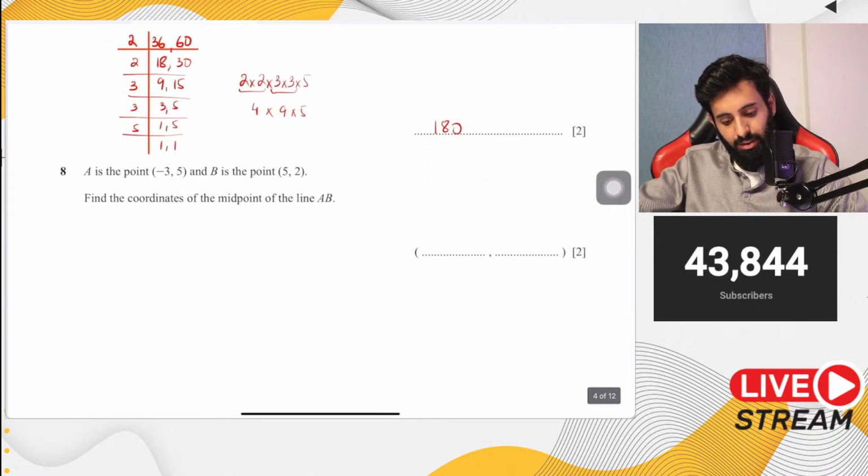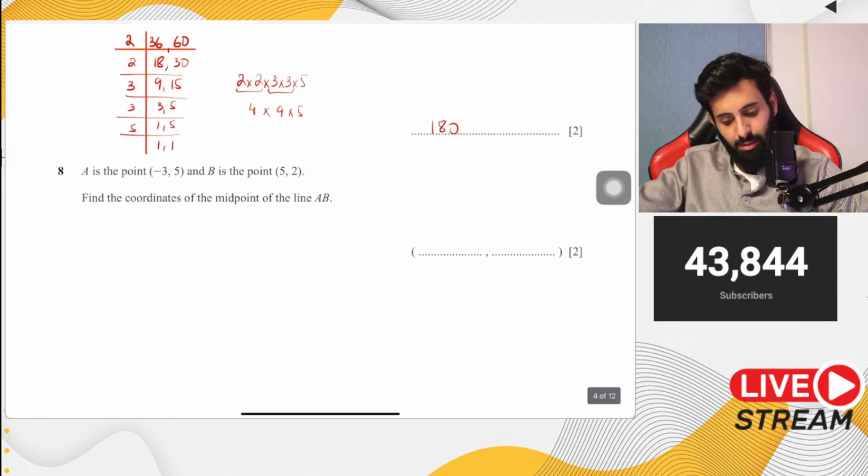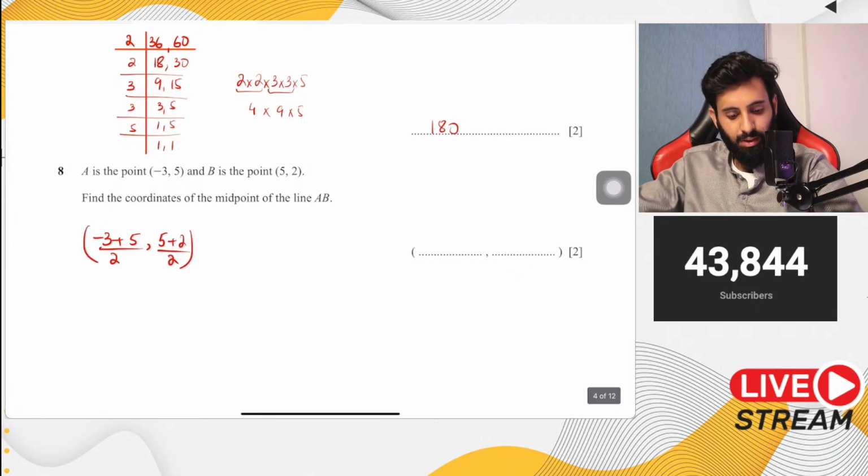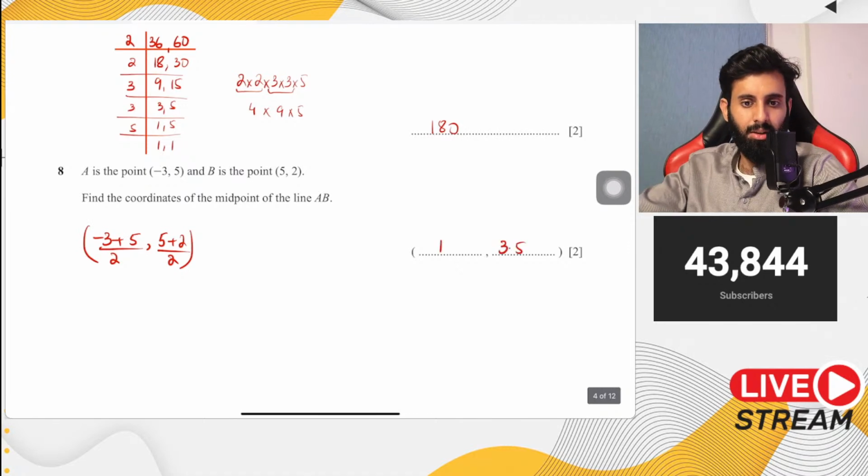A is the point minus 3 comma minus 5 and B is the point 5 comma 2. Find the coordinates of the midpoint. Fairly easy, just use the midpoint formula. Minus 3 plus 5 upon 2, 5 plus 2 upon 2. Minus 3 plus 5 is 2, 2 upon 2 is 1. 5 plus 2 is 7, 7 upon 2 is 3.5. There you go.